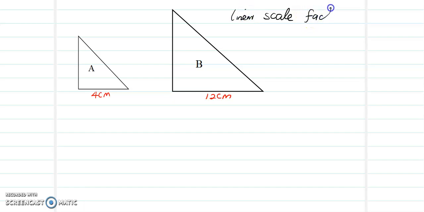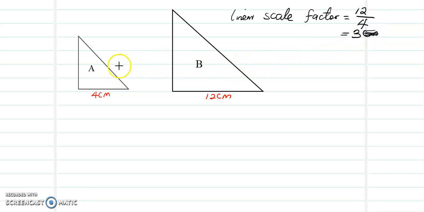The linear scale factor, we start from the known to the unknown, and the known we have here are the two corresponding sides. The two corresponding sides are 4 and 12. So we divide the enlarged one, 12, by the small one, 4. So that gives us what? 3. So 3 is our linear scale factor. You get that?